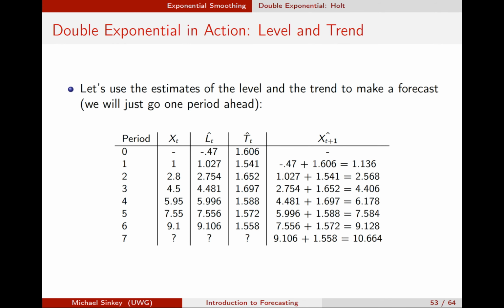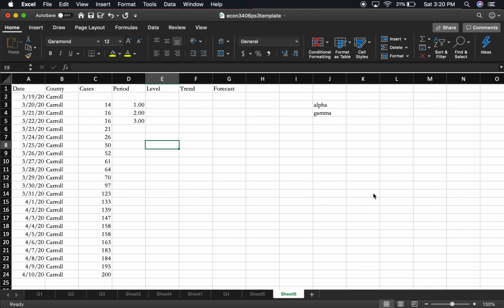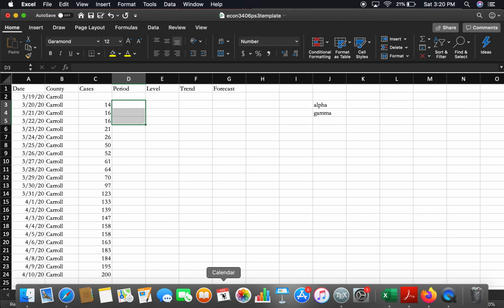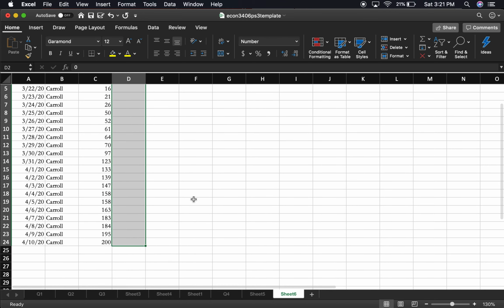Now Excel can do this for us. So I'm going to show you how to fit a line through the data with the double exponential smoothing model. And here I have the COVID cases for Carroll County from March 19th through yesterday, which is Friday the 10th. So I have about 21, 22 periods of data. We're going to start at period 0. There were no cases on the 19th. Okay, and I'm going to fill down. These are the different periods that I have.